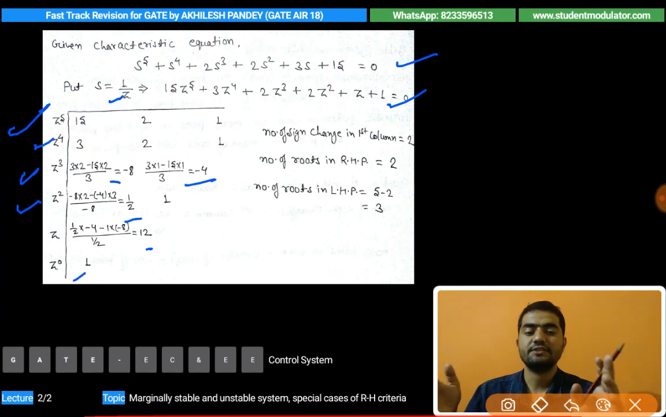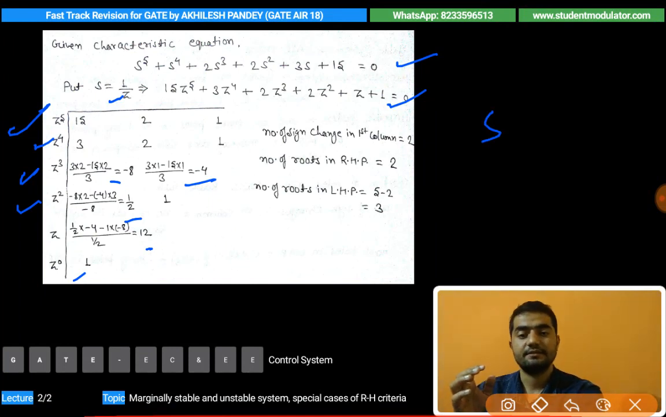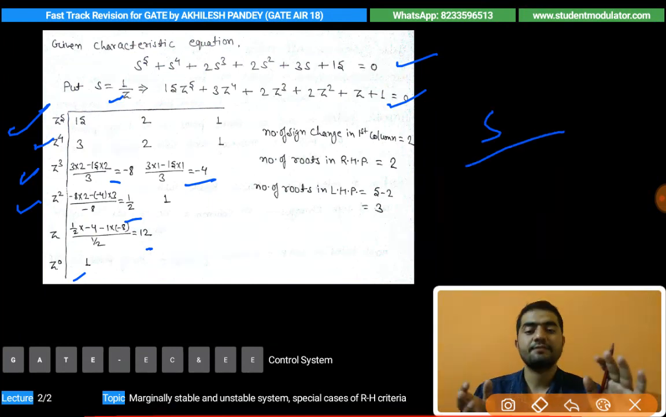The entire Routh Hurwitz table has been completed, and there is no 0 in the first column. So we can see that the situation that came up while solving the characteristic equation in the variable s has not come up after replacing s by 1 upon z. This way we can very easily solve it and analyze the final result.